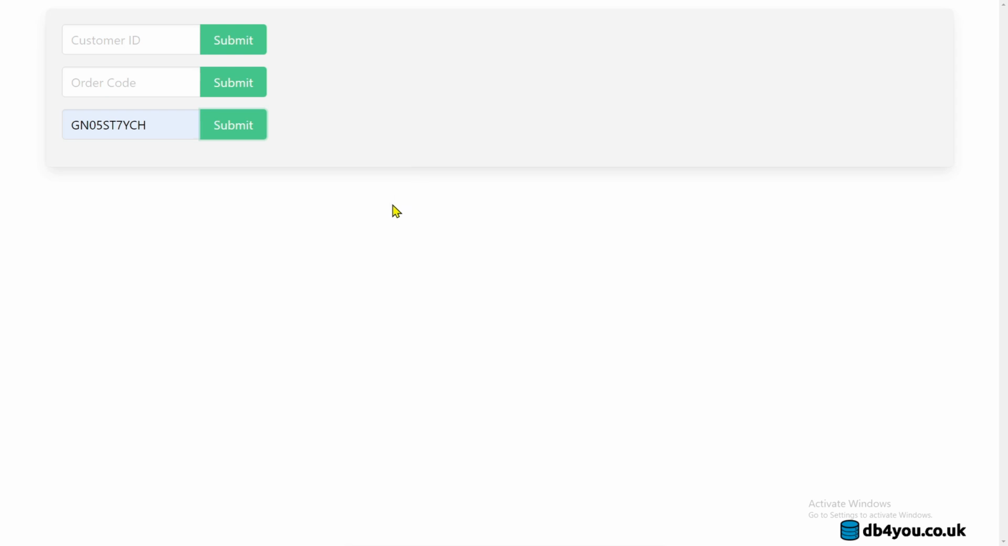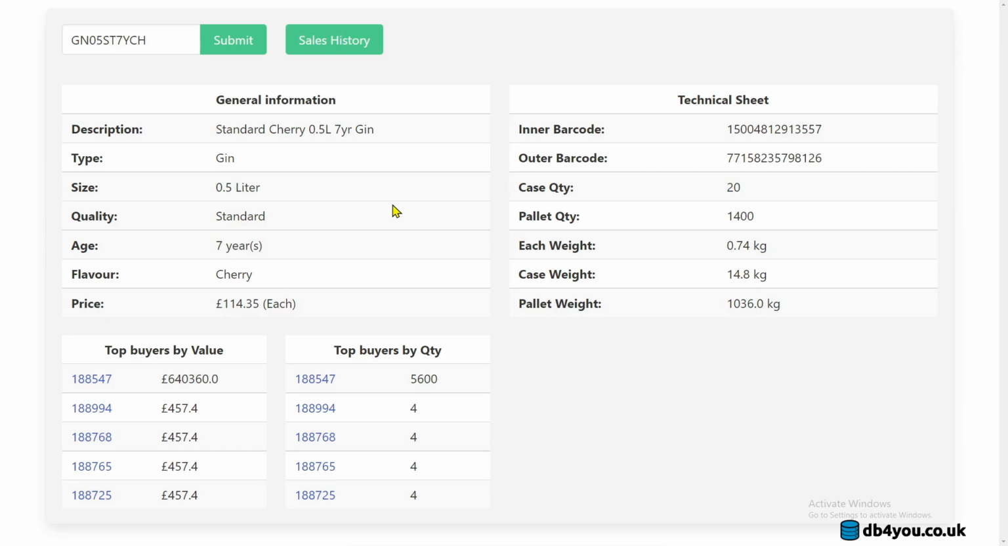Bear in mind that this is not the most responsive thing on the planet. It should be better if that would be a SQL database, but regardless, sometimes it's really fast, sometimes it's really slow. So you get your general information, so description, the types, quality, age, and the price of a unit. Technical sheet includes your barcode, case quantity, weights, and all that stuff.